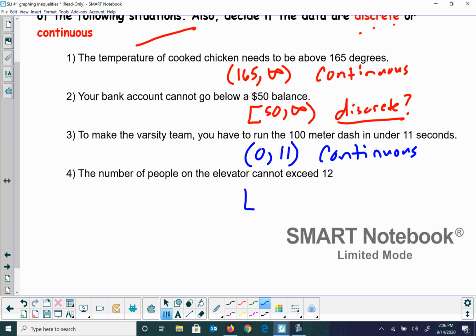And the number of people in an elevator cannot exceed 12. Well, we could have 0 people in an elevator. We've all had an elevator open, there's nobody in. And we cannot exceed 12. And that's also going to be a square bracket. And that's going to be discrete because we're going to have people. So we can't have part of a person in there. So that'll be discrete.